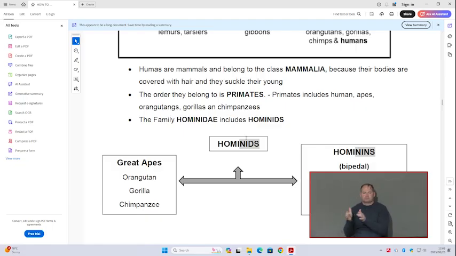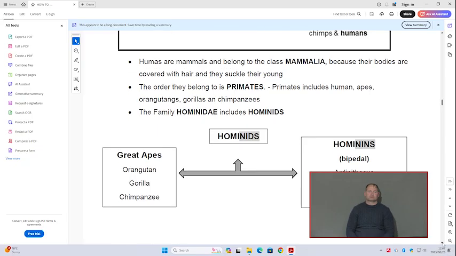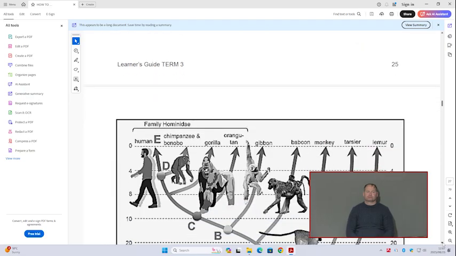Hominids are divided into two: the great apes and the hominins. Examples of great apes are the orangutans, the gorillas, and the chimpanzees. And then the hominins are species which are bipedal. Hominins are the species that are bipedal, and those species include Ardipithecus, Australopithecus, and the Homo species. So that is also very important.